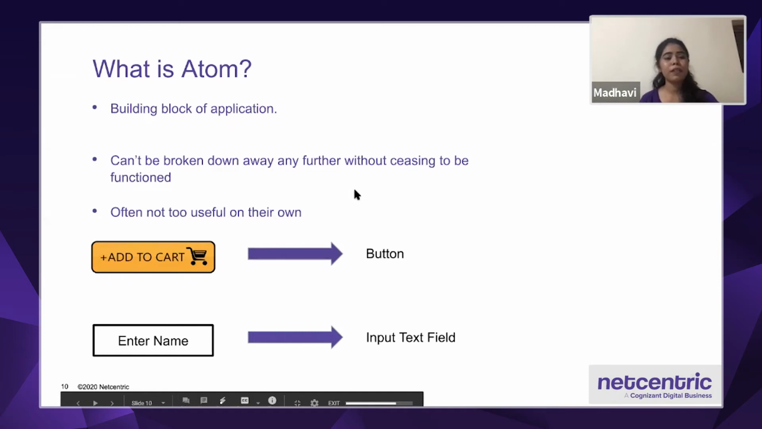For example, we cannot use just one button in a whole web page. Only one button in the whole web page will not make sense, or an input text field in the whole web page will not make sense. So what I mean is, when we design a page or a system of any application, we break down the design into components. And that means we build the components.